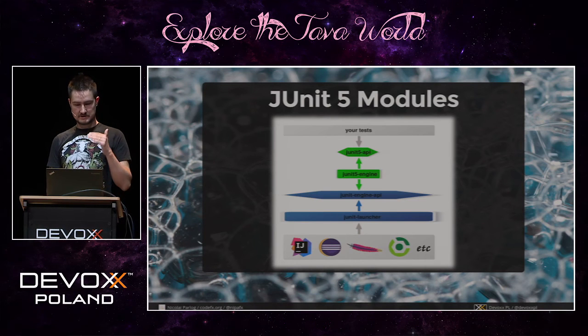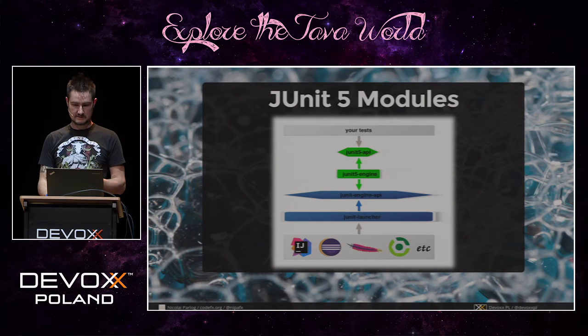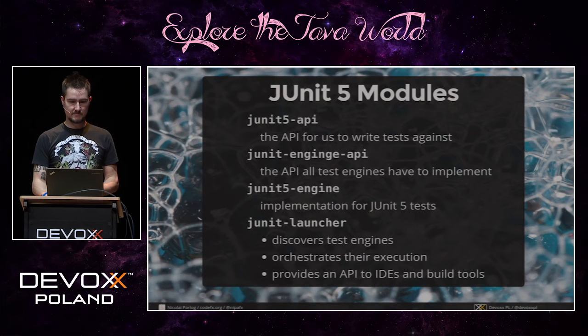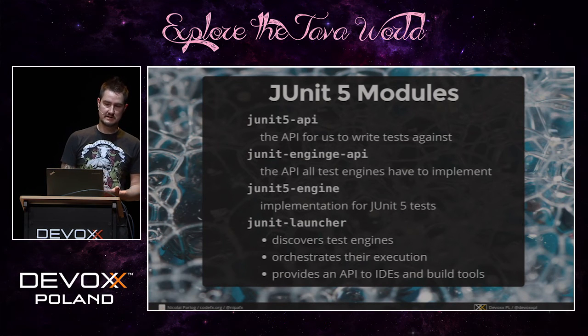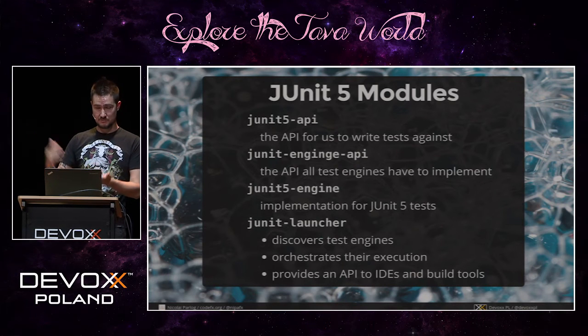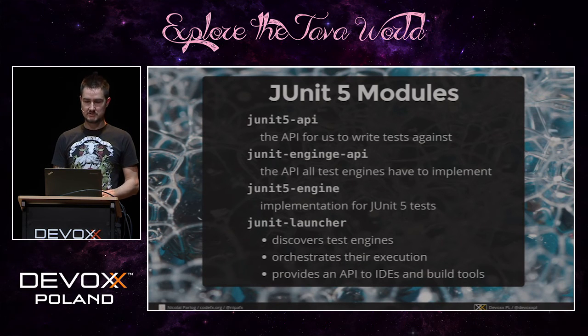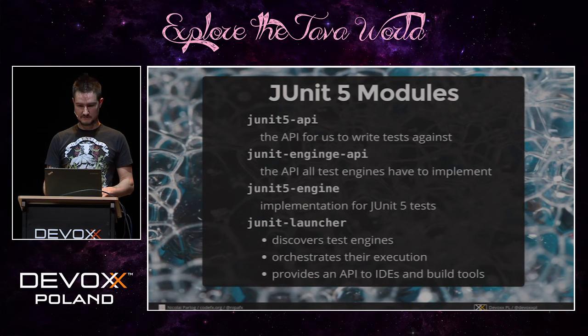And now this shows how JUnit is going to run the JUnit 5 tests. And this is just what I've said basically. The API artifact is for us to write tests against. There's an engine API, so all the engines that somebody is going to implement are going to implement that. We have one specific implementation for JUnit 5. And then we have the launcher, which is the front end, so to speak, for all the tools.